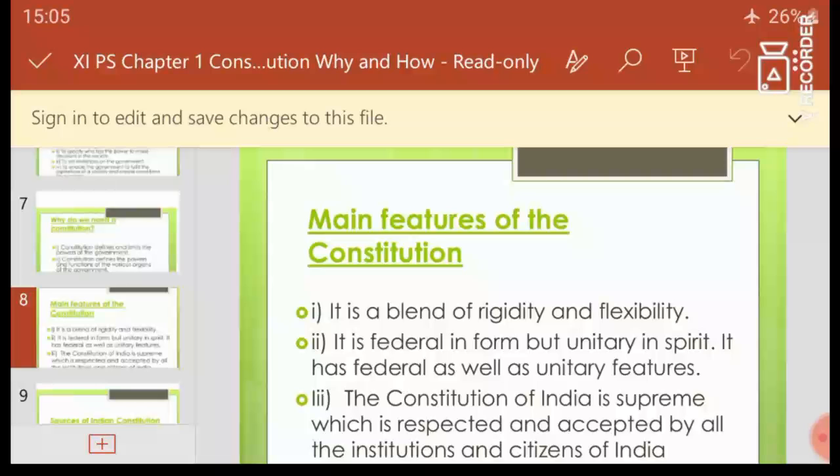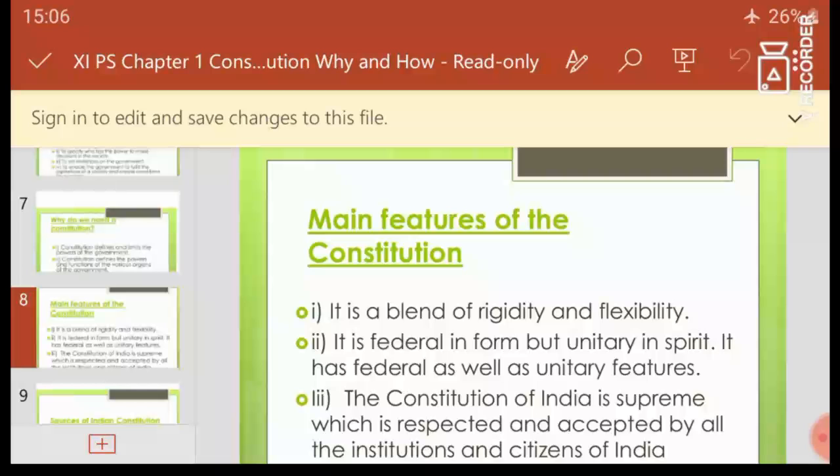In the Indian constitution especially, there is a balance between rigidity and flexibility. There are certain features of the constitution which can never be changed. Means no amendment would be accepted regarding some particular features of the Indian constitution, especially core values. Core values means secularism, sovereignty, peace, equality, freedom, etc.